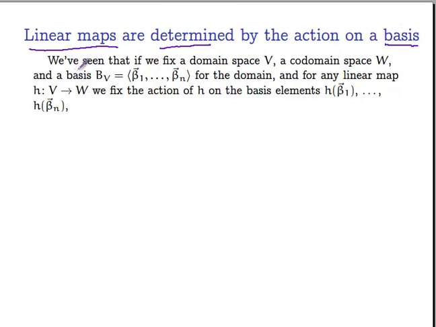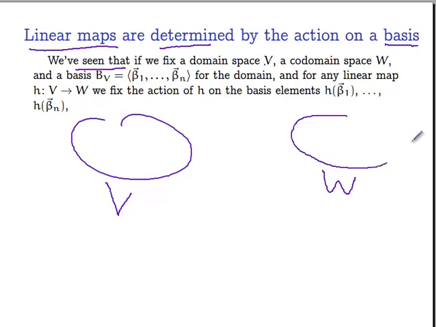Okay? We've seen that if we fix a domain space V, a codomain space W, so here's our domain space V and codomain space W. We have drawn many diagrams like this. And suppose we have a basis for the domain, so I often represent basis this way, as a set of linearly independent vectors. So this would be beta 1, beta 2, beta 3.